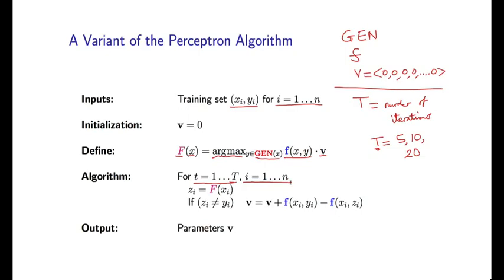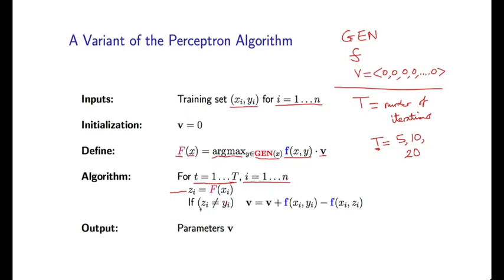For each training example, I do two things. Firstly, I calculate the current output from the model. So z sub i is going to be the output of F on xi. It's going to be the highest scoring structure under my current parameters. Now, if zi is equal to yi, that means that I've correctly recovered the correct structure on this particular example. And in that case, I do nothing to the parameters. I leave the parameters v unchanged. The idea here is that if it's not broken, don't try to fix it. We've not made a mistake on this example, so let's leave the parameters unchanged.